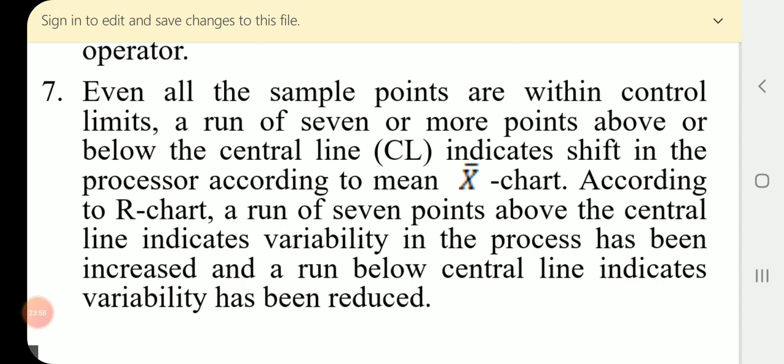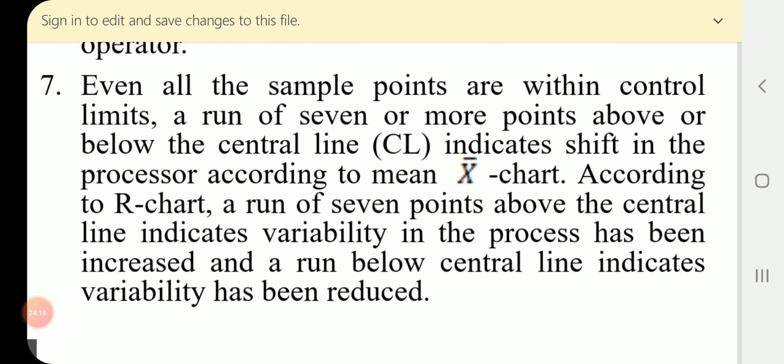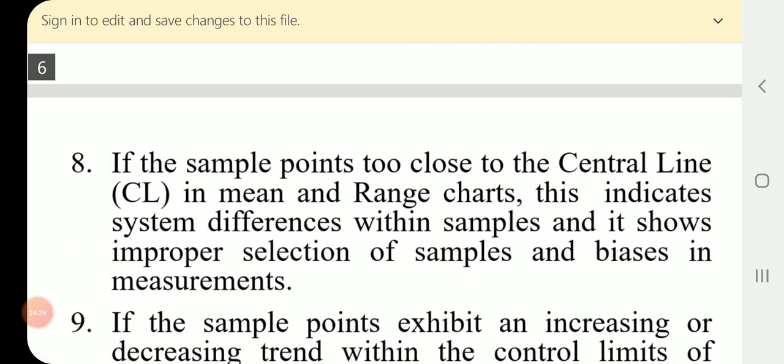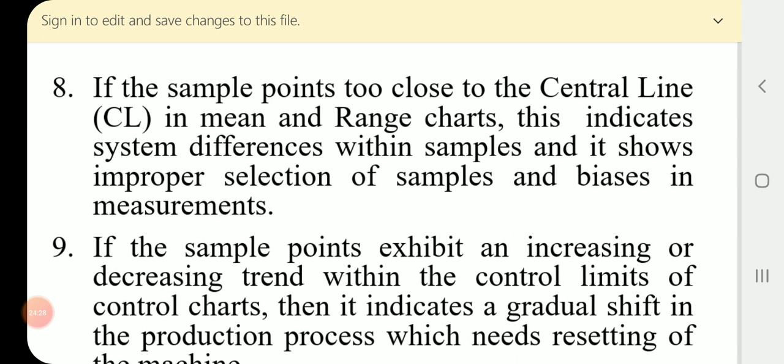Whereas according to the R chart, a run of 7 or more points above the CL indicates that variability in the process has been increased. Whereas a run of 7 or more points below the central line, below CL, indicates variability has been reduced. Now come to the 8th point.